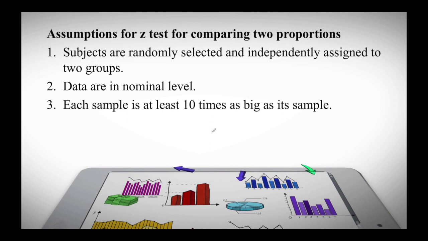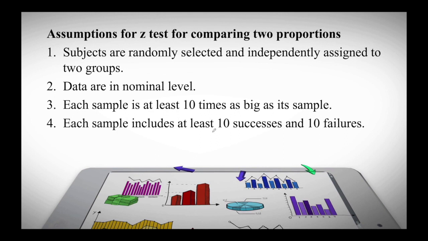Number 3, each sample is at least 10 times as big as its sample. Number 4, each sample includes at least 10 successes and 10 failures. Actually, some textbooks or statistical references say that 5 successes and 5 failures are enough. But for our discussion, let's have it 10 successes and 10 failures. So, let's have an example here for this problem.